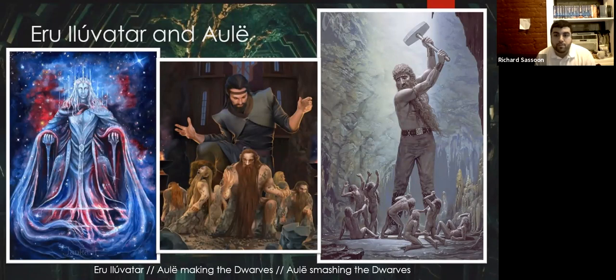But you can see the dwarves themselves begin to have their own reaction because Iluvatar decided to invest them with the secret fire and give them life. And Aule is allowed to take down his hammer.